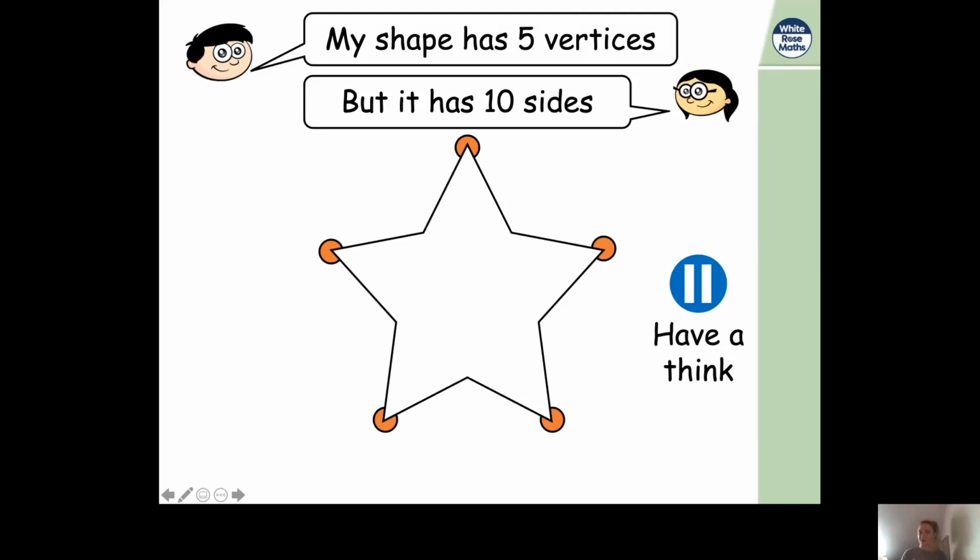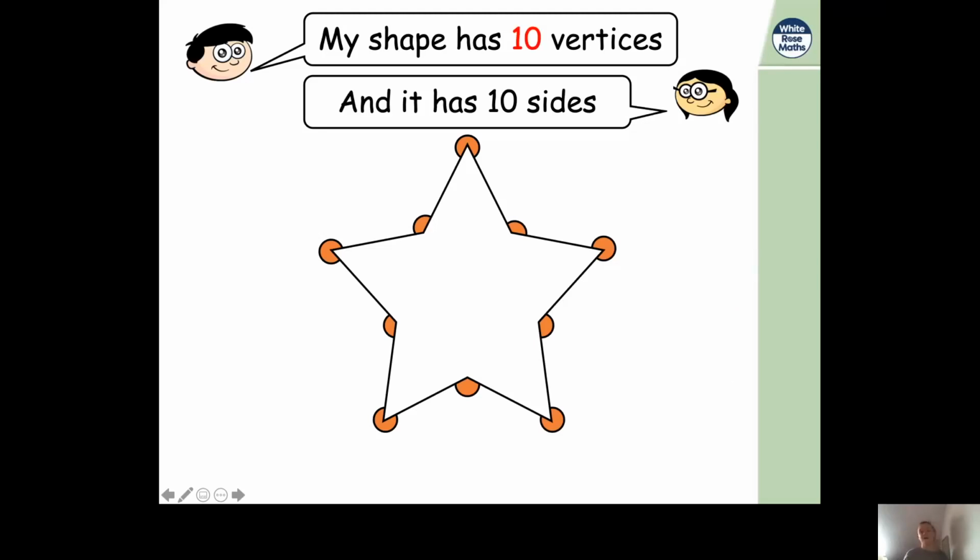So far, we've got 5 vertices. If we add this one, we've got 6, we've got 7, 8, 9, 10. Okay, have we got any more? No, we haven't. We've counted all of the vertices that are going outwards and all of the ones that are going inwards as well. So therefore, he should have said, my shape has 10 vertices and it has 10 sides. So again, like the shapes that we've already looked at, our shape has an equal number of sides and vertices. So well done if you were able to spot his mistake.